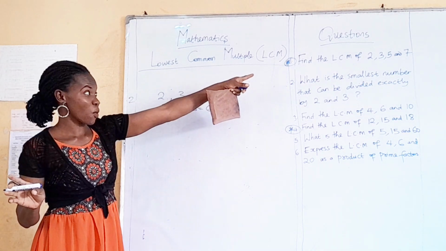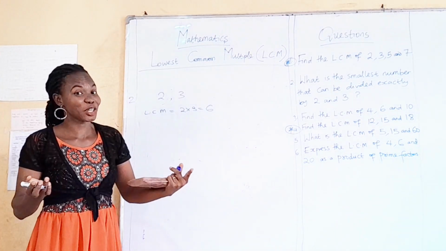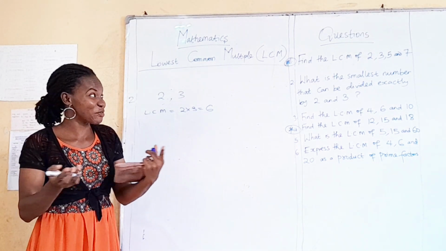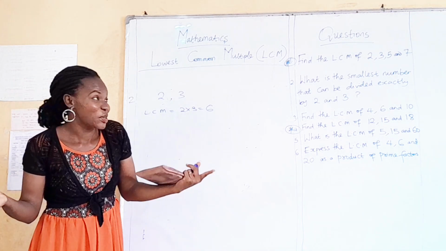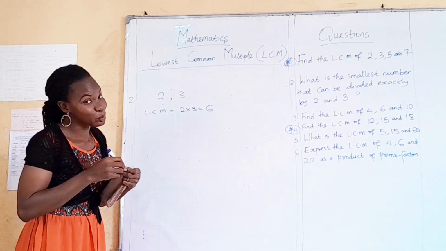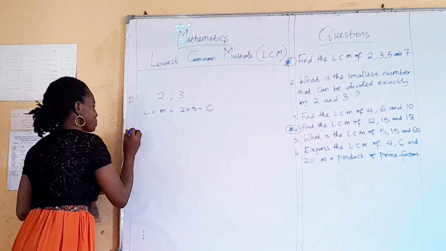So if you look at number 1, it's almost the same thing with number 2, because these 4 numbers don't have anything in common. So their lowest common multiple will definitely be their product: 2 times 3 times 5 times 7. I've already answered that one. Okay, so then we go to number 3.